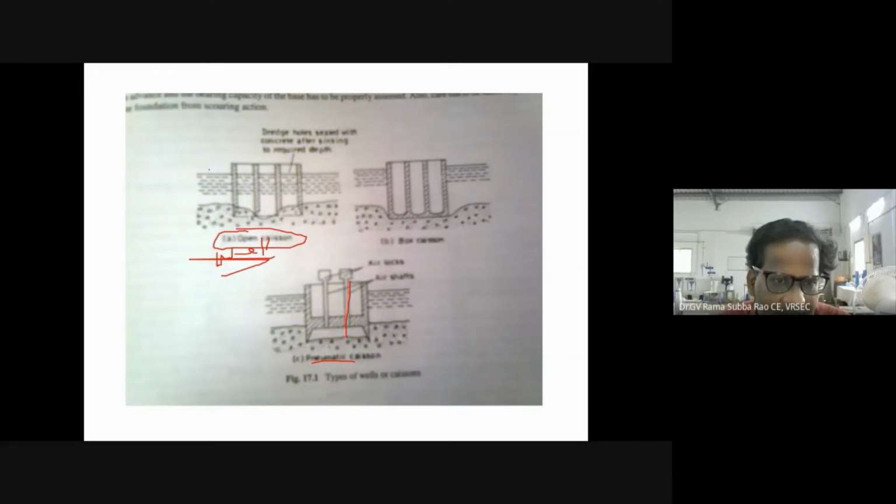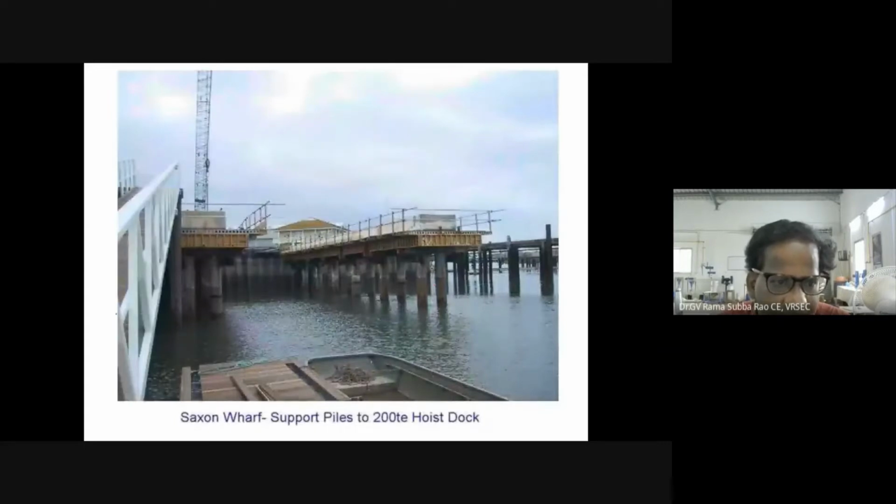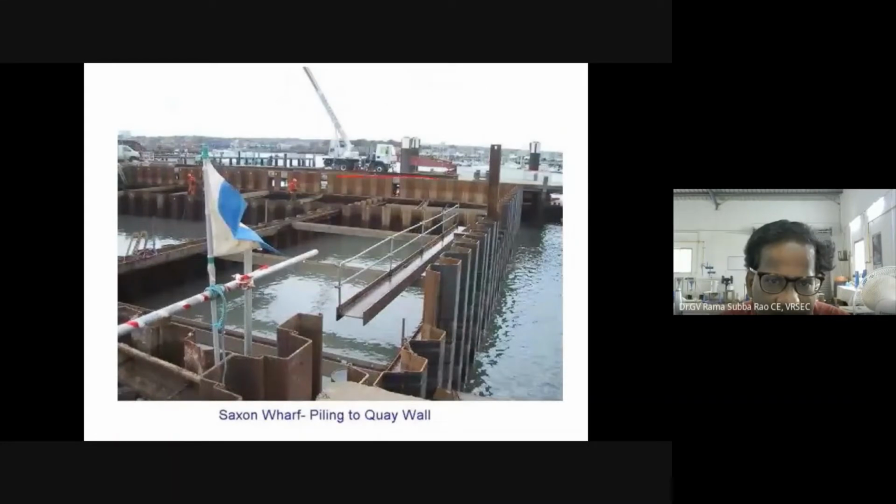Open Caisson. I can tell you once again, Caisson is a Latin word. The meaning of the word is a box. Now let us see. You see, this is the Caisson. See, this is such a huge Caisson. This is a steel Caisson. One can see here the diameter is 14 feet and the height is 30 feet. So one can see this steel Caisson. Many times you see this is the offshore jetty. Here you see this is the sheet pile wall.